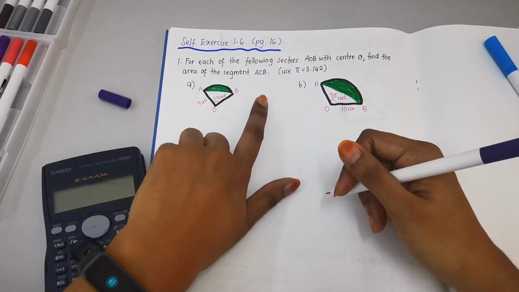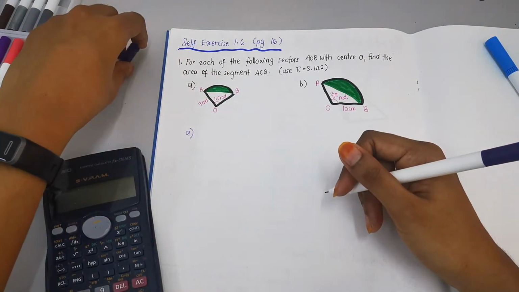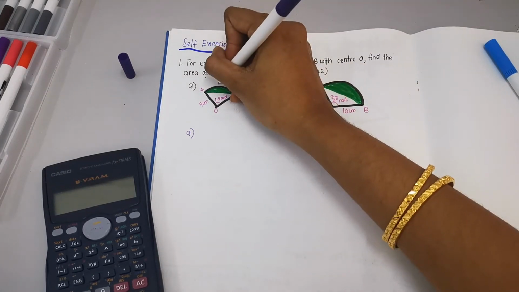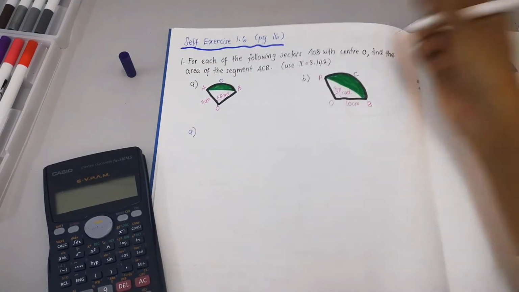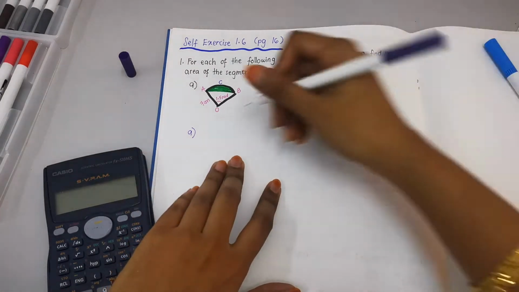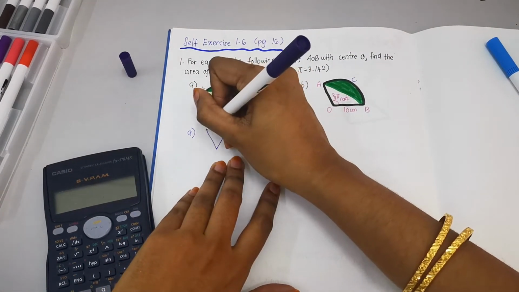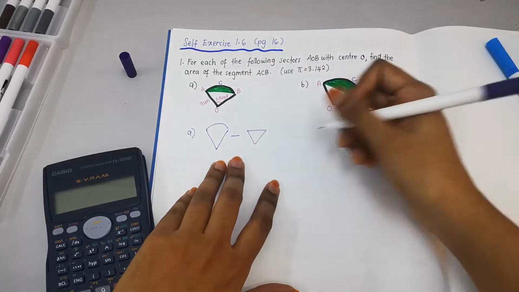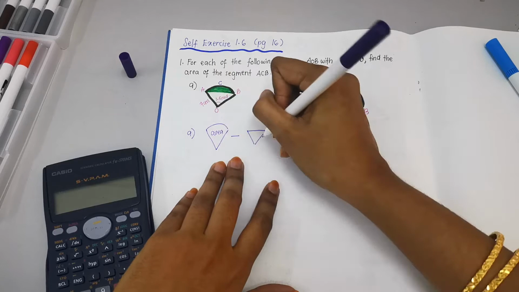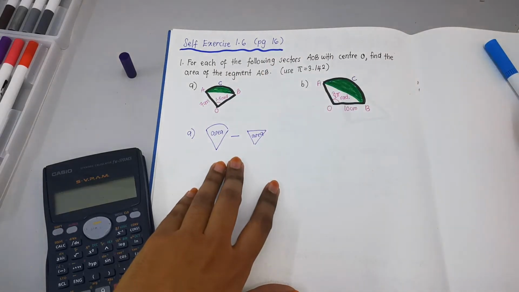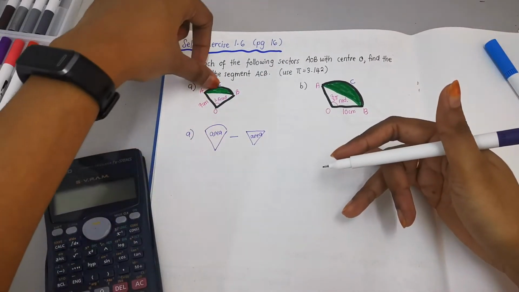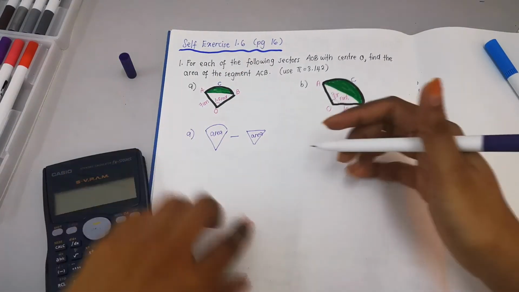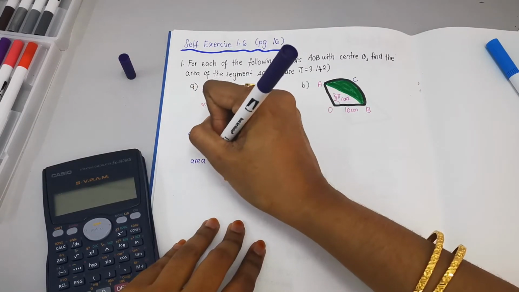Okay, for each of the following sectors, find the area of segment ACB. Oh, I forgot to write the C. So the C will definitely be here. Okay, so the C, this is the C. So ACB, that means we are going to take the entire sector and minus the triangle. We take the area of the whole sector minus the area of the triangle. So when you do this, you will get the shaded area. That is the segment.